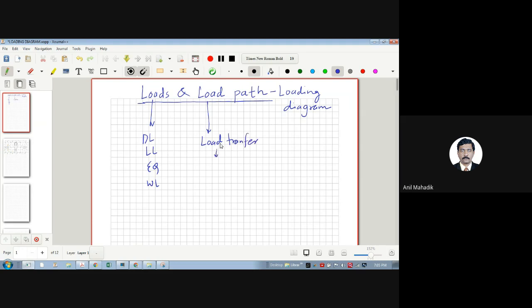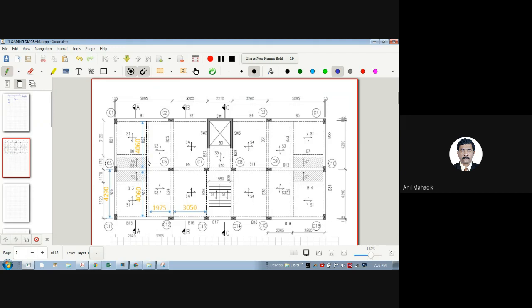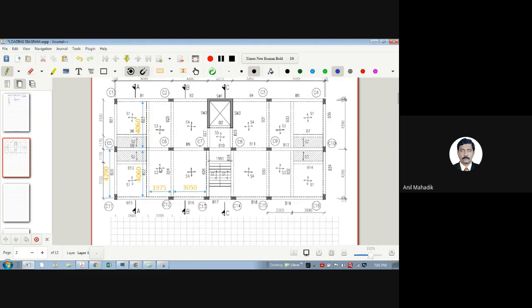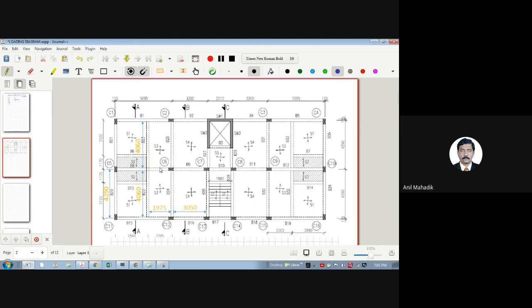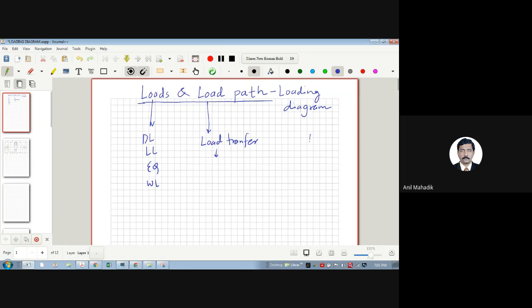In general, if this is a building, let's say the plan of the building, and I ask you how the load will transfer, what is the load path? Let's say we have a building, any RCC building, high rise or mid rise. There are beams, slabs, columns, and footings also. So tell me how the load will transfer from where to where.